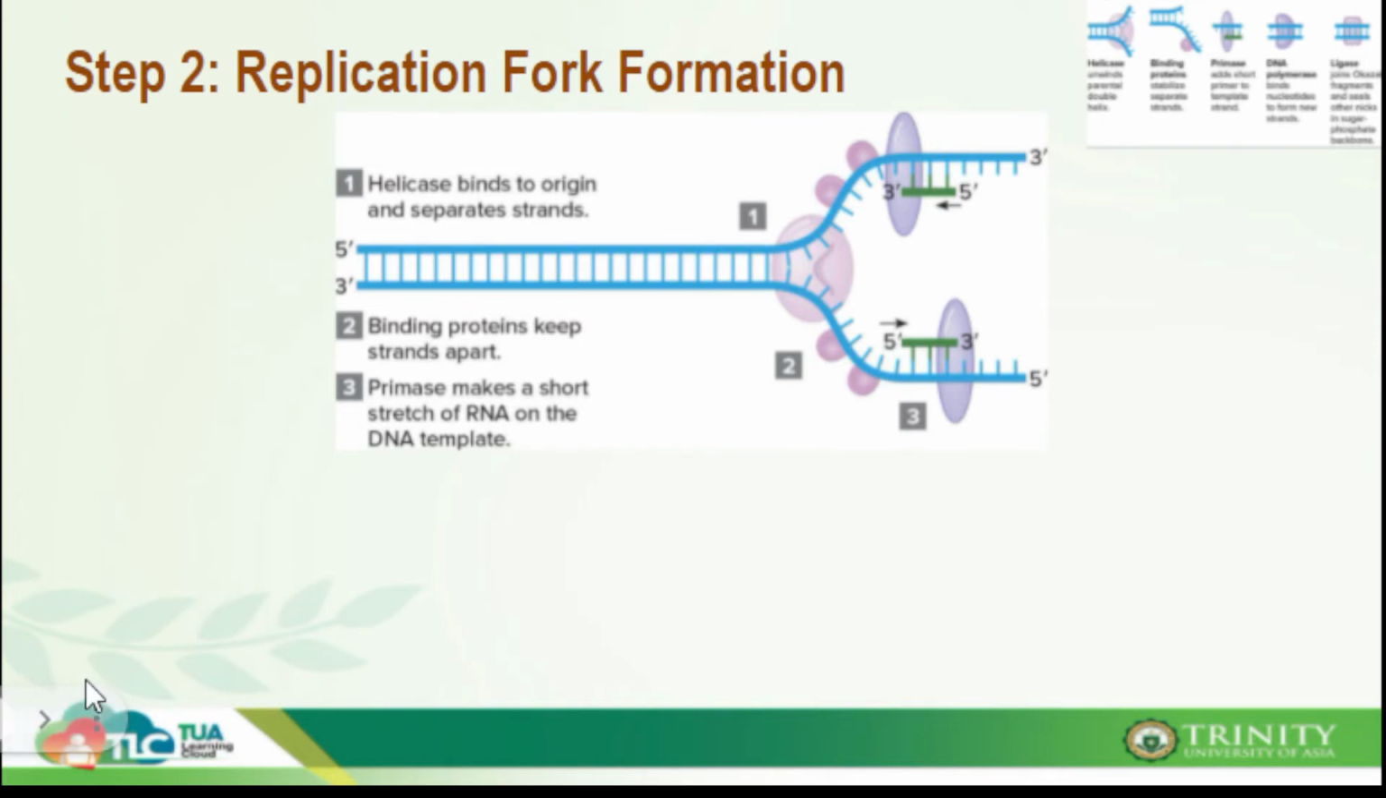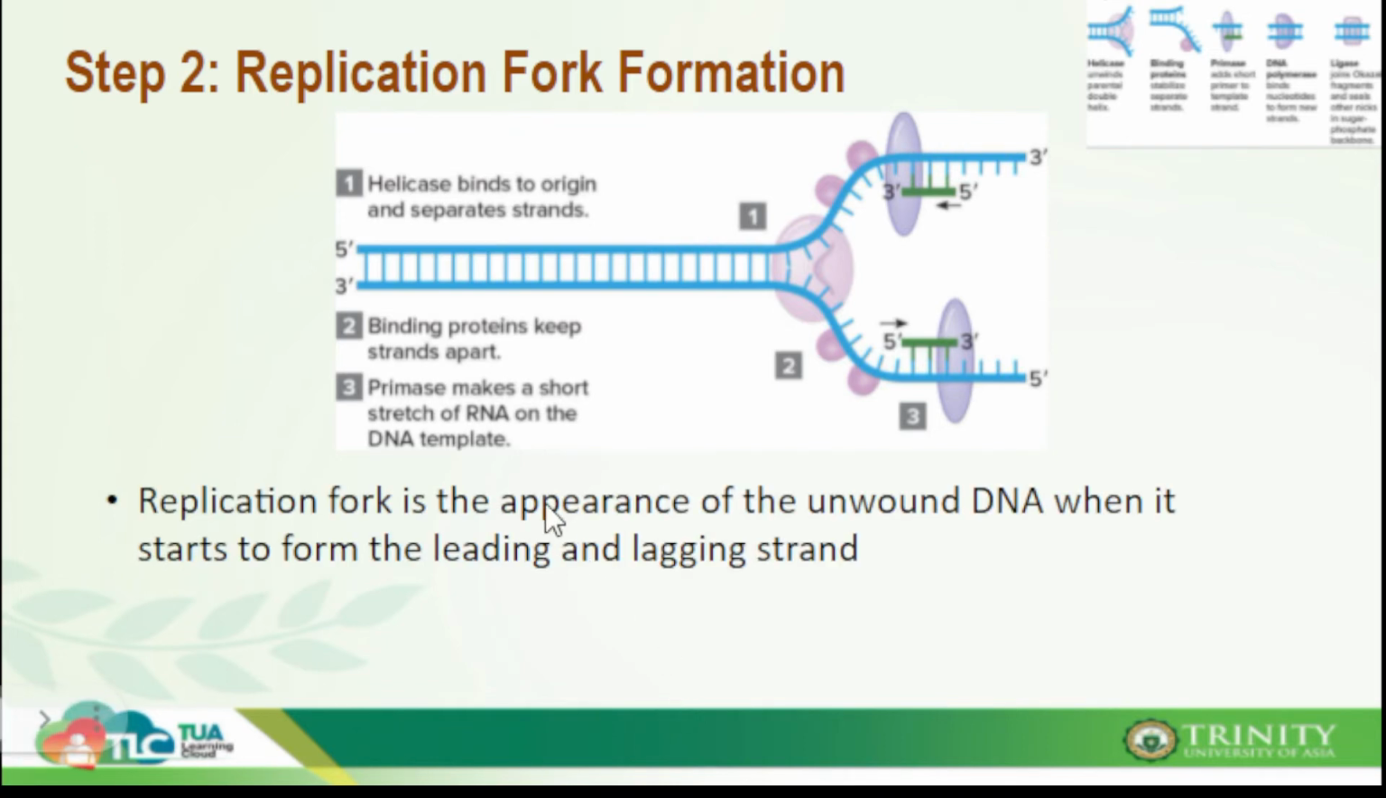So step 2 is the formation of the replication fork. What is the replication fork? It is the appearance of the unwound DNA, especially when it starts to form the leading and the lagging strand. So imagine, this is the handle of the fork, and then this is one of the spokes, no? Another one. And as the continuous and discontinuous strands, or leading and lagging, get longer, it will look more like a fork, di ba? So that is your replication fork formation. What keeps it open? Your binding protein.